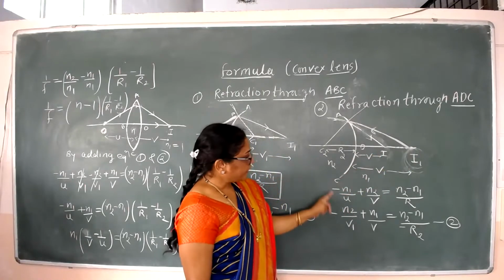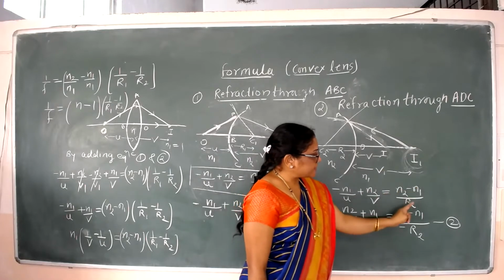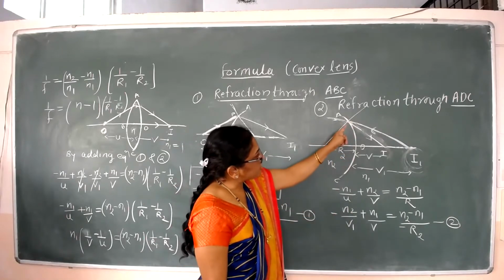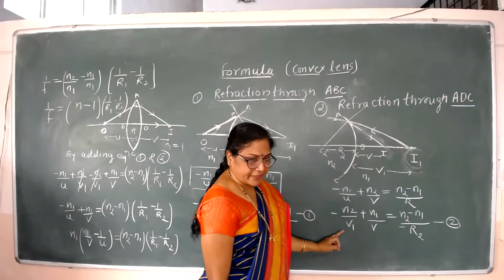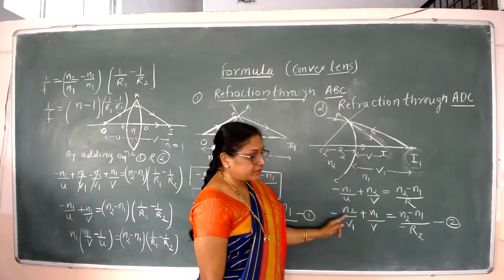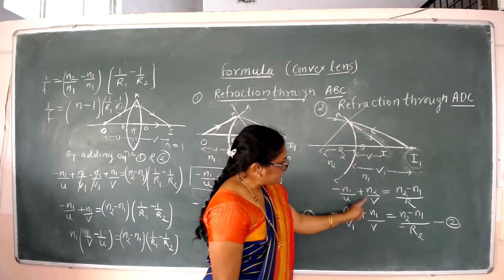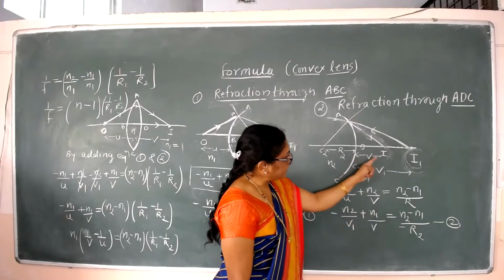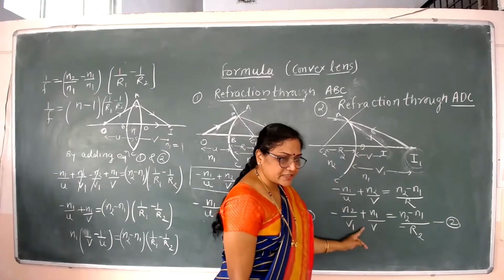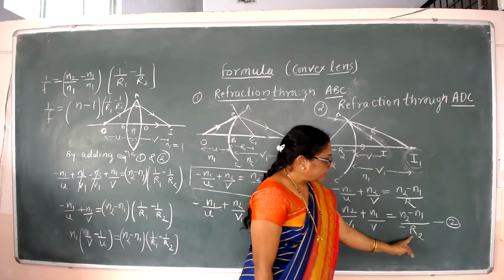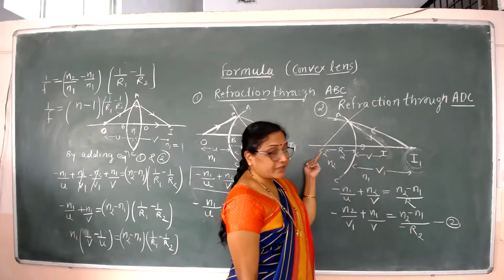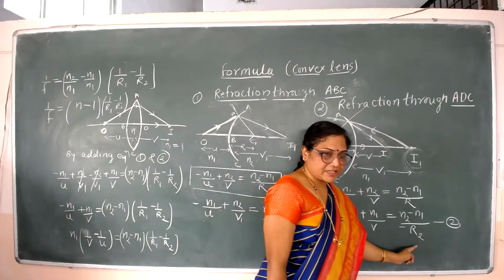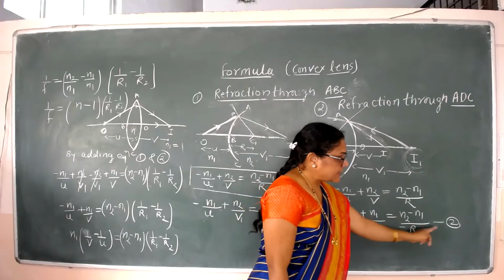Then we apply the same formula here. Minus N1 by U plus N2 by V is equal to N2 minus N1 divided by R. When we compare this formula to this figure, we have N2, because the refraction takes place in the denser medium, so N2 divided by V1. Minus, because this is not a real object, this is a virtual object. Plus N1, because the final image is found in the rarer medium, and the image is found at the distance V. Both are in the same direction, so we consider plus, equal to N2 minus N1 divided by minus R2. That is minus because the radius of curvature for the second spherical surface is in the opposite direction, or the radius of curvature for a concave spherical surface is minus. So this is equation number 2.